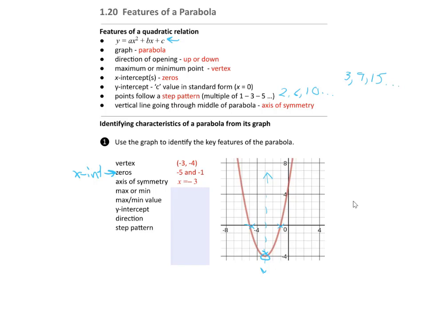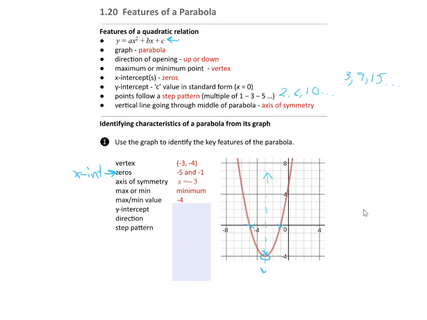Is it a maximum or a minimum? Looking at it, it opens up. That means it's a minimum. We have a minimum value. It doesn't pass that minimum value. What is the minimum value? Well, it's -4. Y equals -4 is our minimum value.